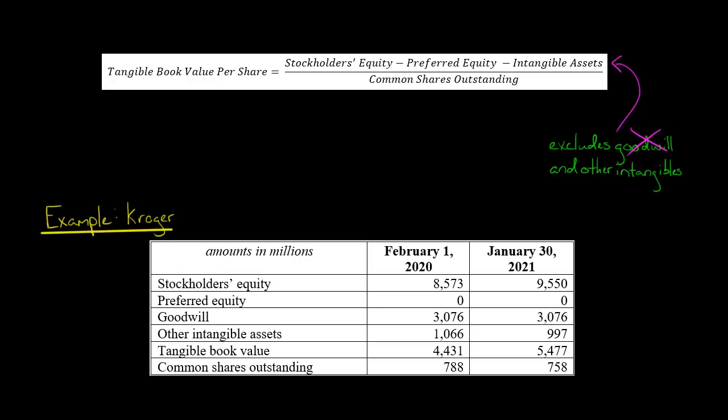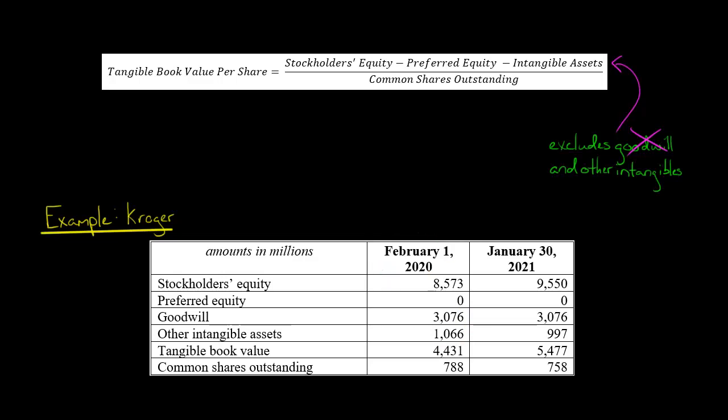So I've actually got two balance sheets here for Kroger. For February 1st, 2020, I have some excerpted information from their balance sheet. I had their total stockholders' equity. These amounts are in millions, so it's $8.573 billion as of February 1st, 2020. They had no preferred equity, so we don't have to subtract that. But they had goodwill of a little over $3 billion, and they had other intangible assets of a little over $1 billion as of February 1st, 2020.